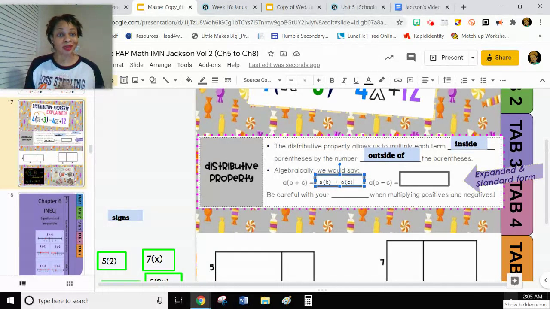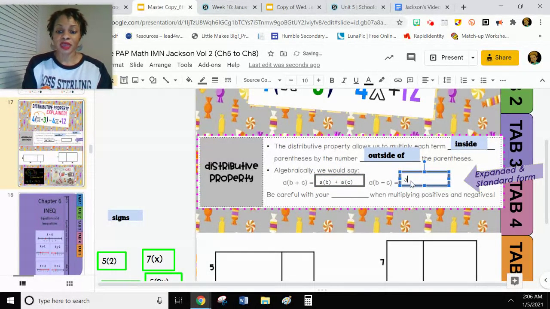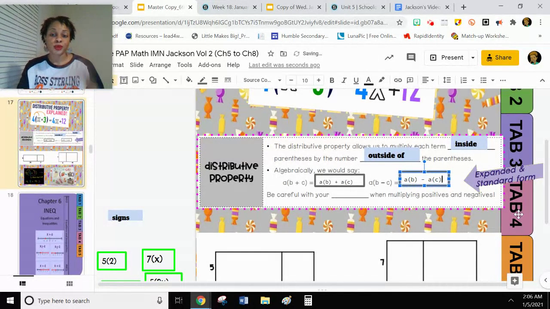We're distributing the A. Remember, when you distribute, you want to give everybody a fair share, okay? Everybody gets some. You don't want to leave anybody out. So everybody in parentheses is going to be multiplied times A. So A times B plus A times C. Or if it was subtraction, same thing, it would be A times B minus A times C. Okay, so your expanded form, remember, everybody gets multiplied times A.